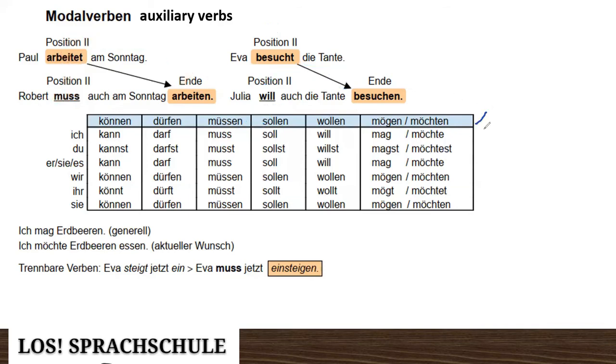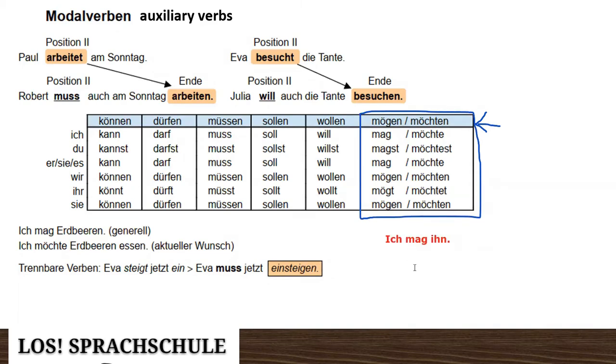Here you have a nice table of the different auxiliary verbs. We will talk about them, of course, and how to use what when, but let's check it out first. We have können, dürfen, müssen, sollen, wollen, mögen, möchten. The last one is a little special because it can work as a helping verb, but it can also work as a full verb. I give you an example.